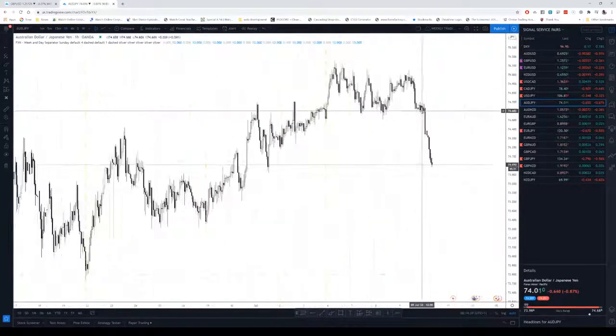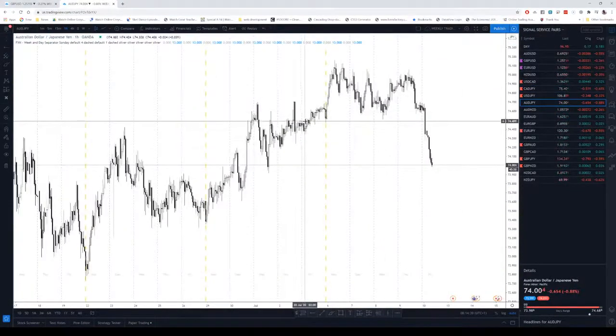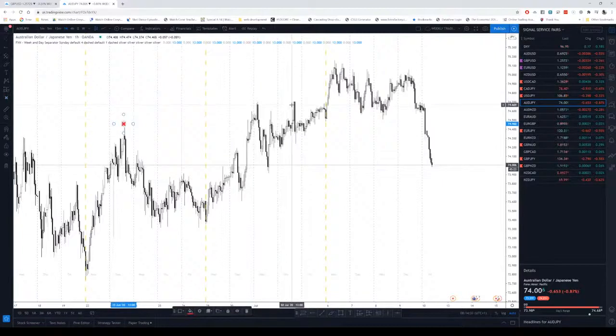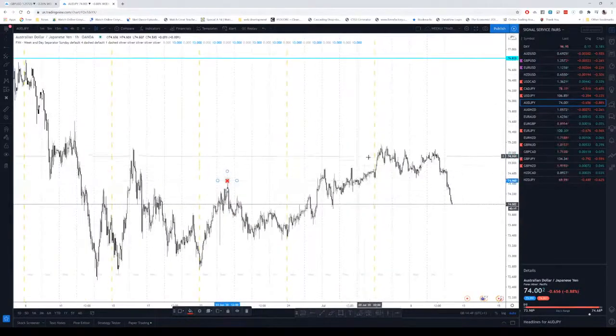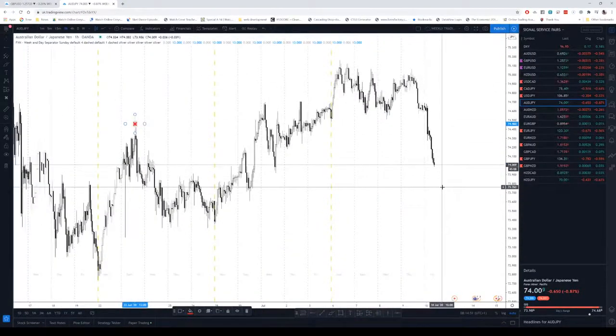Same thing here. Take in, drop back down, take in. Took price up. Now everybody is trying to buy this market. Right? Everyone, because it's going up. So what they do is send it down.